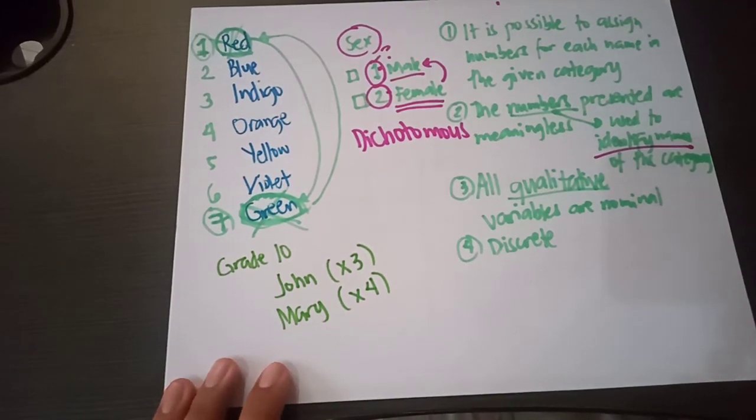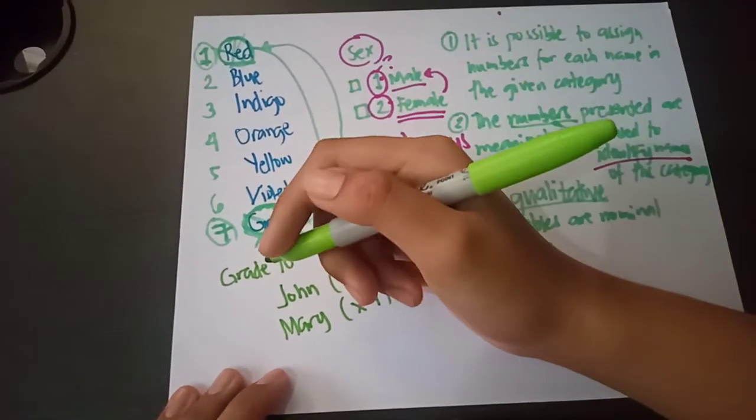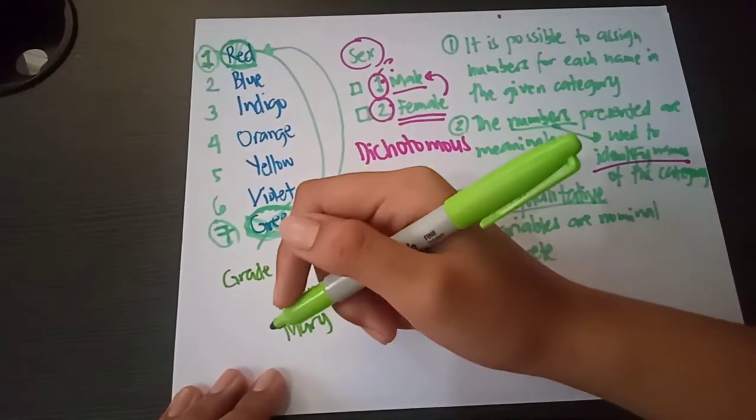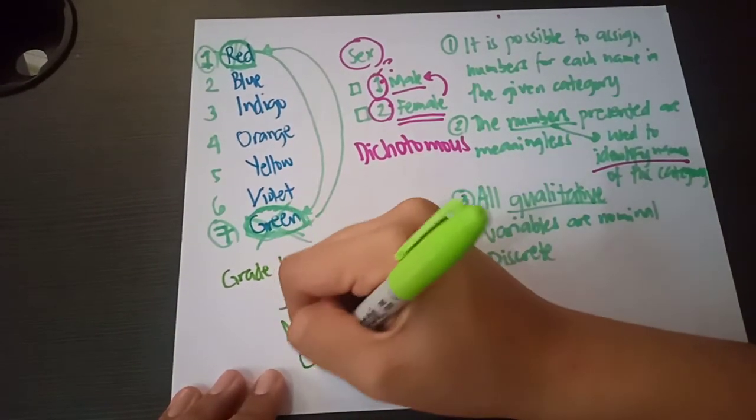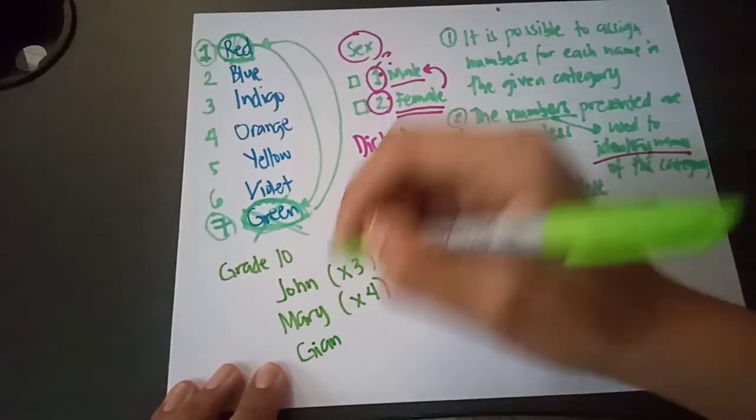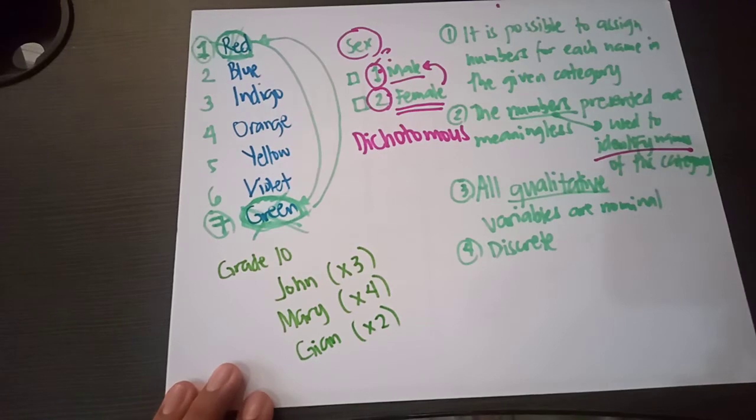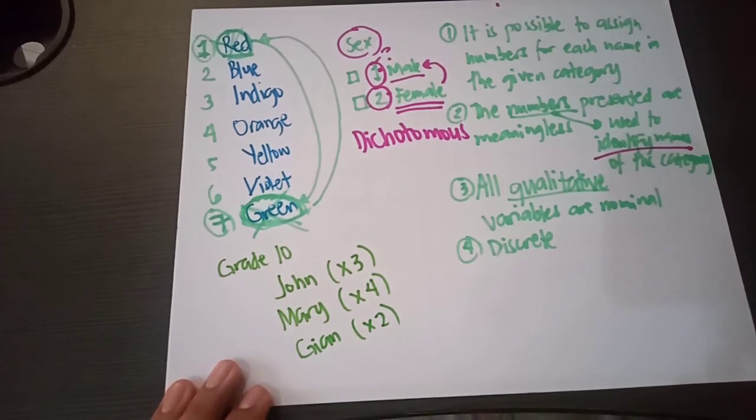Now, let's say that there are other students whose name is Gian. So Gian appeared 2 times in the list of the names. And let's say we have the name Mark.